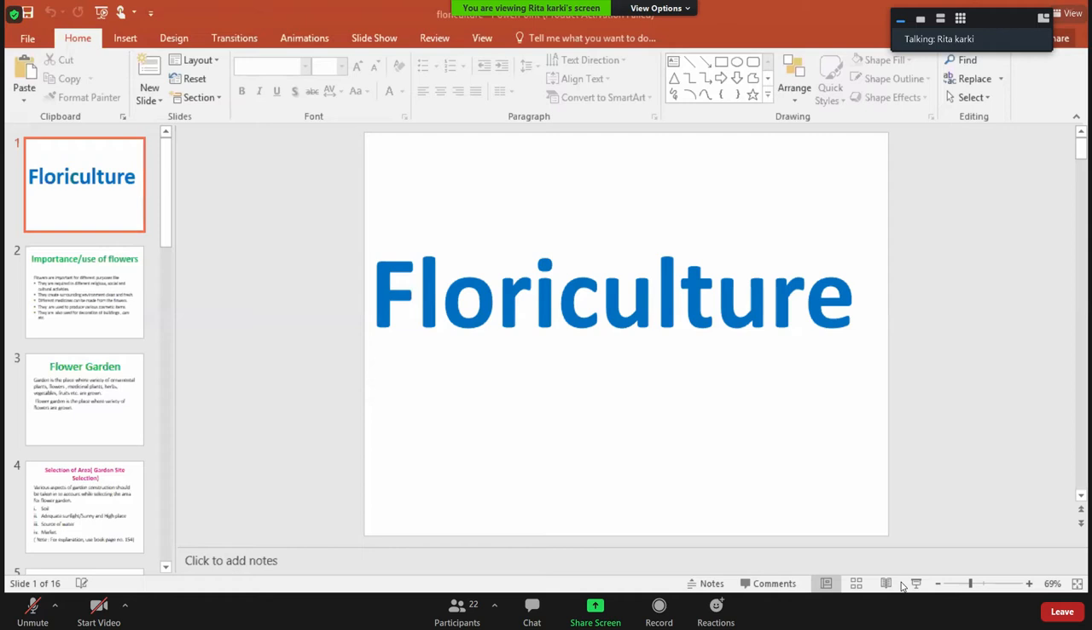Floriculture is also concerned with the arrangement of flowers. When we arrange the flowers in a particular pattern, in a particular landmark, then it is also regarded as floriculture.